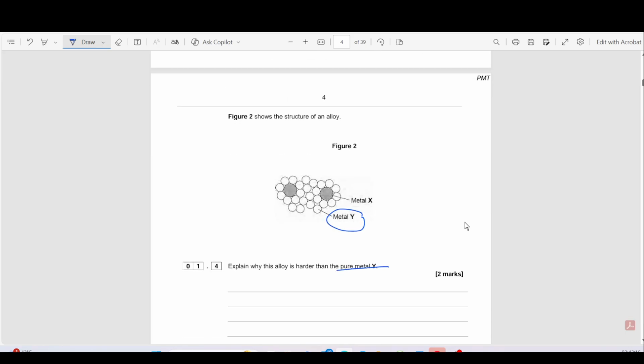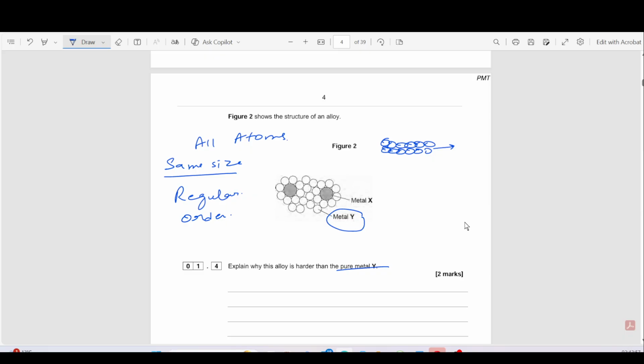In pure metal, pure means what? Pure means all the atoms are of the same size. Okay, all atoms have the same size and they are arranged in a regular or ordered structure. This allows layers of atoms to slide over one another easily when force is applied. Like if all atoms are the same size like this, they can slide over one another easily when we apply force, which makes the metal relatively soft.